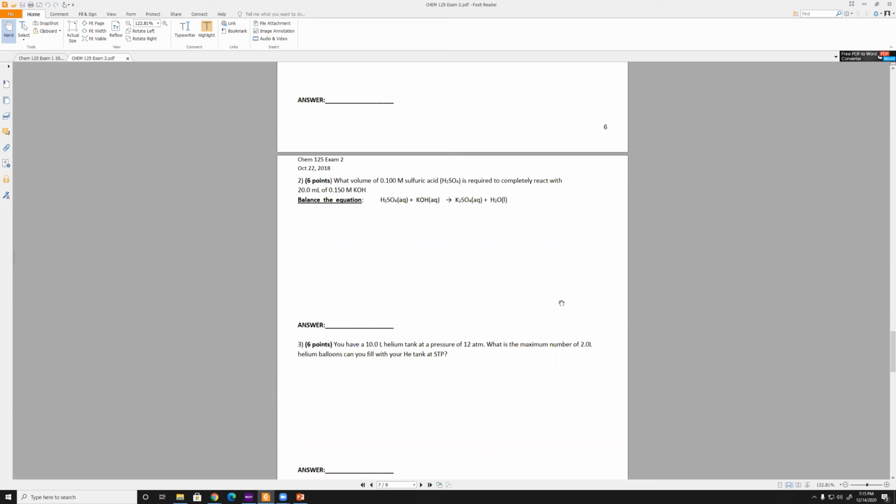All right, next one, number 2. What volume of that amount of sulfuric acid is required to completely react with that stuff? All right. Now, this is an acid-base reaction. Make sure it's balanced, which it's not. So, here. This is a similar one.